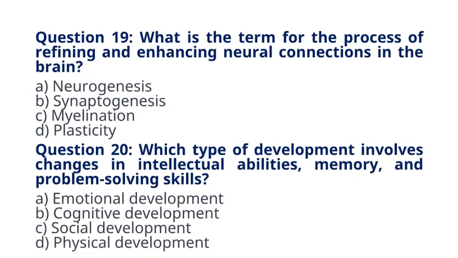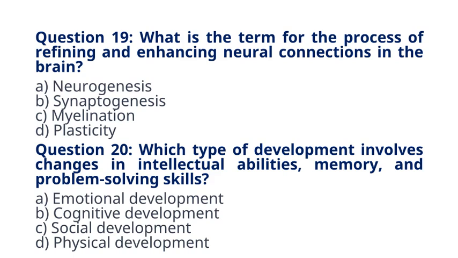Question 19. What is the term for the process of refining and enhancing neural connections in the brain? A. Neurogenesis. B. Synaptogenesis. C. Myelination. D. Plasticity. The correct answer to question 19 is option B. Synaptogenesis. Explanation: synaptogenesis is the formation of synapses between neurons, contributing to the refinement and enhancement of neural connections in the brain.